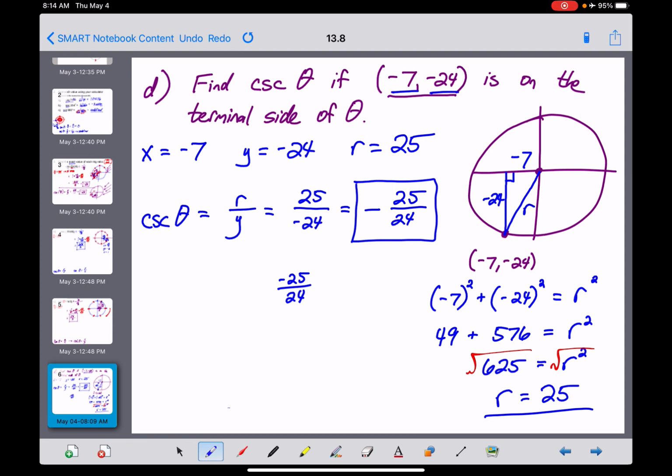And that's how we would handle a problem like that, where they give you a point on the terminal side of your angle. So they never actually told you what this angle theta was right here, but that's okay. You really don't need to know it. By giving two coordinates here, we were able to come up with a third, and once you know x and y and r, you can find any of the 6 trigonometric ratios without too much trouble.